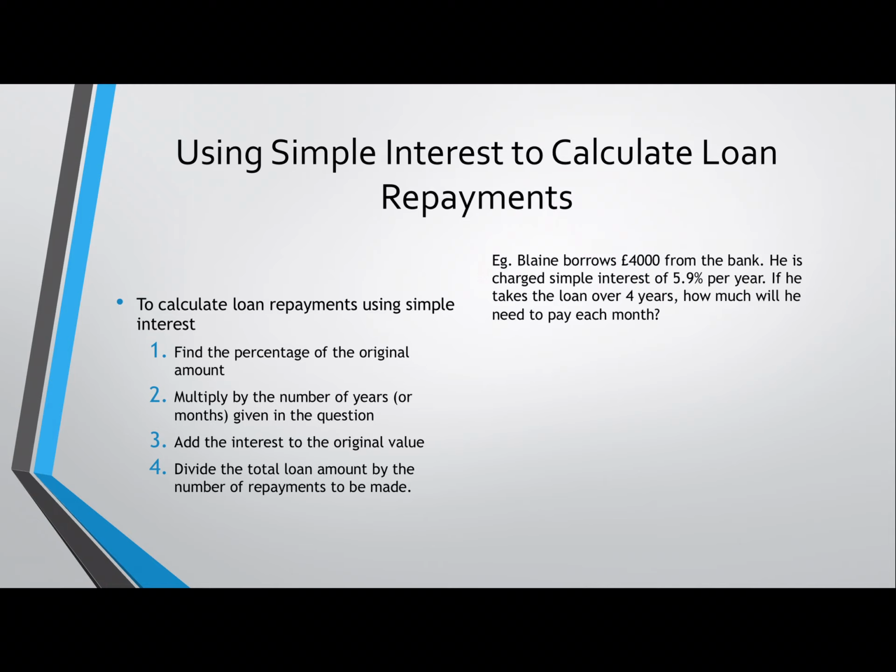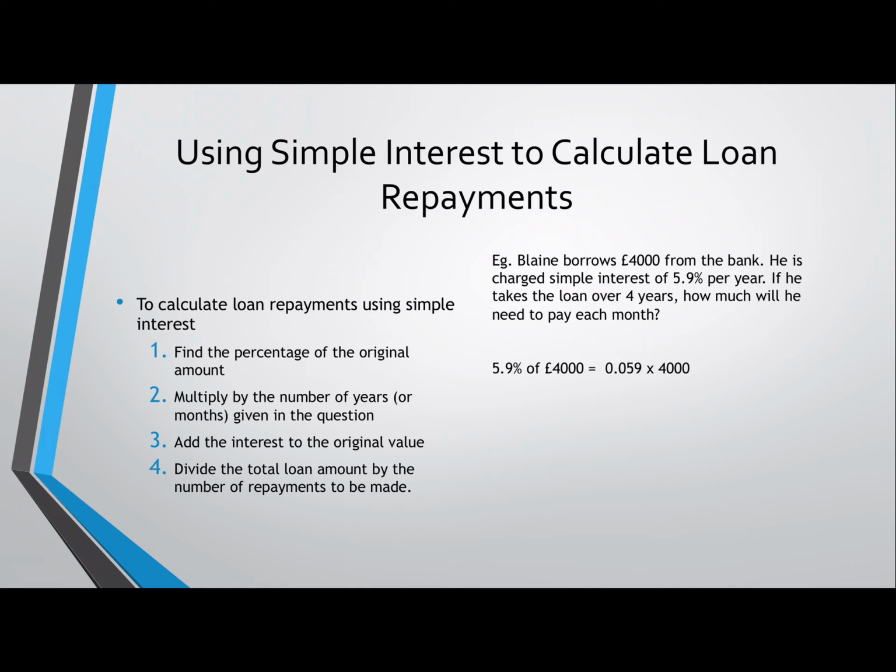So our example is Blaine borrows £4,000 from the bank. He is charged a simple interest of 5.9% per year. If he takes the loan over 4 years, how much will he need to pay each month? So first things first, we need to find the percentage of the original amount. So we're finding 5.9% of £4,000.